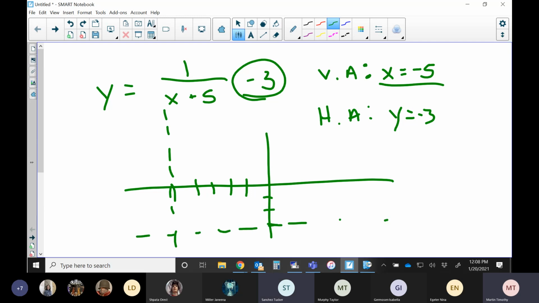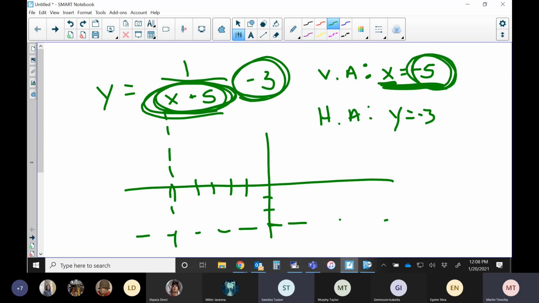Now, why is the vertical asymptote happening? Because you cannot have the denominator 0. This is the number that would make it 0. That's why x can't be that number. Why? Because if you put a -5 in here, this turns to 0, which we can't divide by. If you put 1 divided by 0 in a calculator, it's going to say error because it can't do it. So that's why x can't be -5.